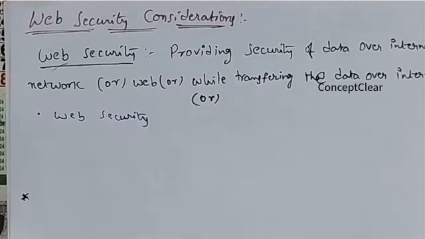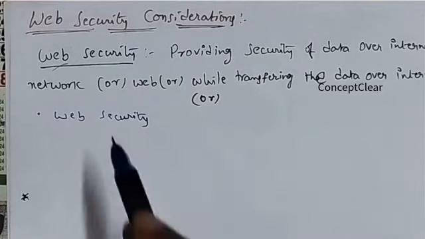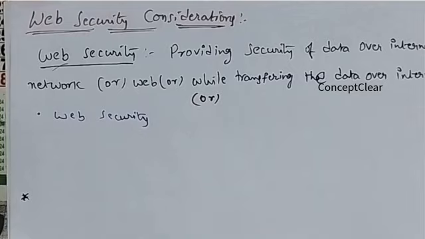In today's class, we will discuss web security considerations. Before entering our topic, first we should know what web security is. Web security is nothing but providing security for data over the internet or over the network, for example when you are transferring data from client to server or from one system to another system. If we provide security while transferring the data, that is also called web security. We have to protect our data on the internet.